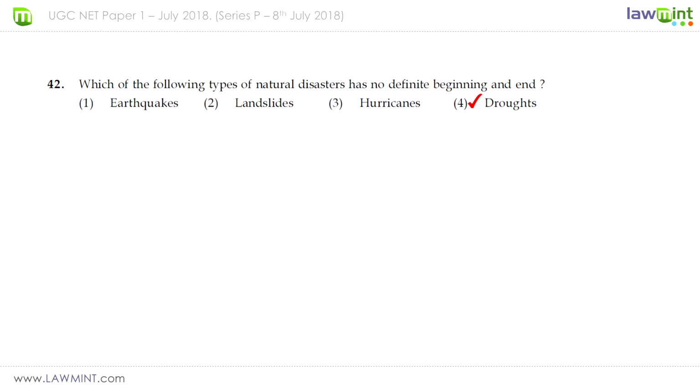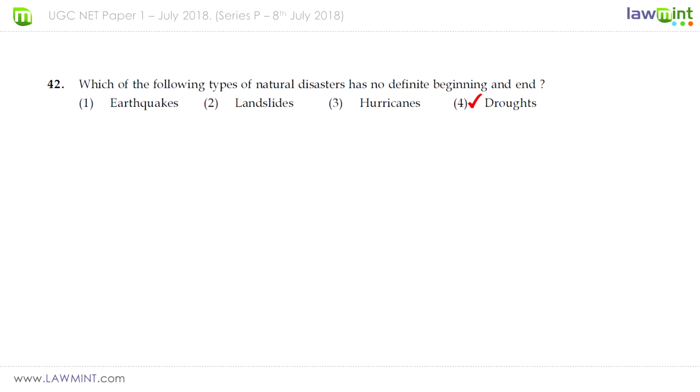In question number 42, we have been given a set of 4 natural disasters and asked to identify which one of them do not have a definite beginning and an end. Now earthquakes usually last for a few seconds and their beginning and end can be precisely tracked. Similarly, landslides again have a definite beginning and an end. Hurricanes are tracked from the time they develop in a low pressure area over the ocean until they dissipate over land or over the sea again.